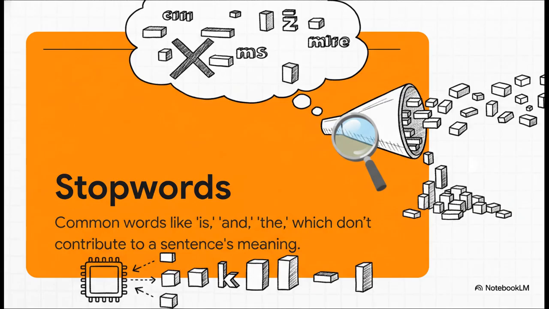These common words, we call them stop words. They're kind of like conversational fluff. Words like are, the, in, for. They're essential for grammar for us humans, but for a computer that's just trying to figure out the main topic of a sentence, they're just noise. They get in the way.